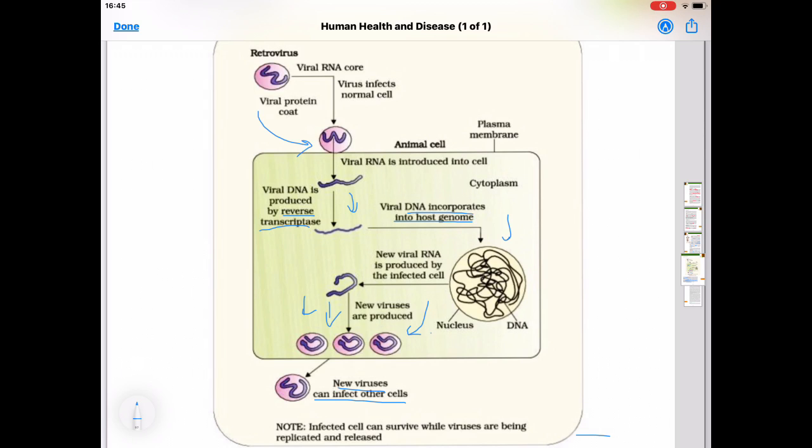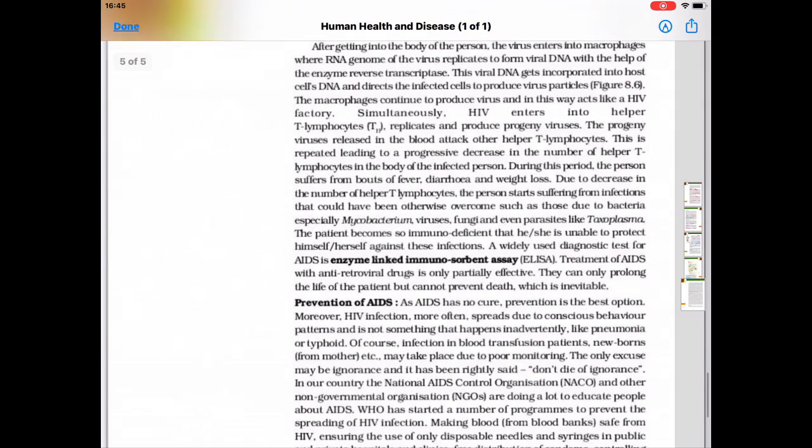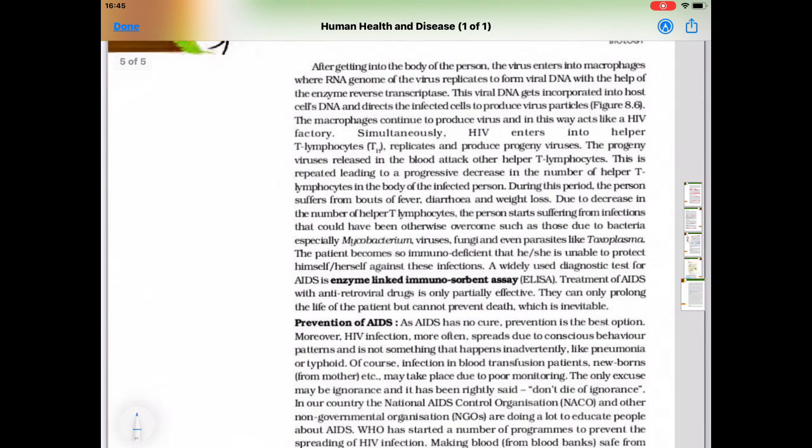The progeny viruses released in the blood attack other helper T lymphocytes. This is repeated, leading to a progressive decrease in the number of helper T lymphocytes in the blood of the infected person. During this period, the person suffers from bouts of fever, diarrhea, and weight loss. Due to the decrease in the number of helper T lymphocytes, the person starts suffering from infections.